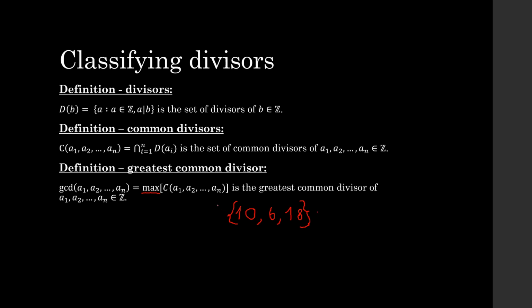So if I take C of these numbers, it is equal to the set {1, 2}, as such. And so the GCD of 10, 6, and 18 is just going to be 2 because that's the biggest element.